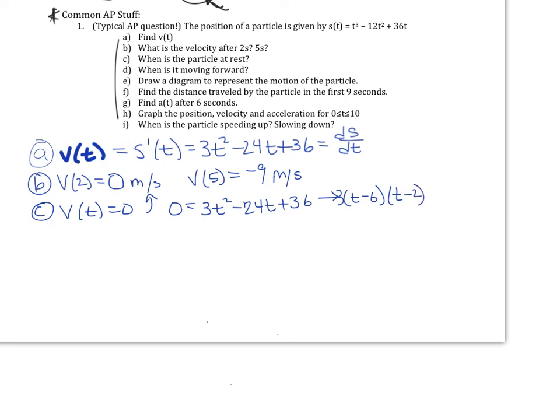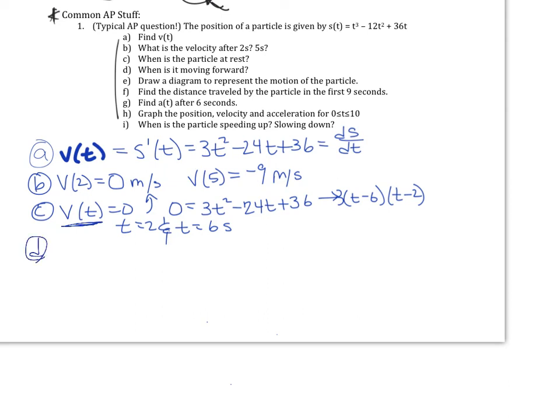So this occurs at t equals 2 and t equals 6, and those are both seconds. Okay, so this is when my velocity, when the particle will be at rest, when the velocity is equal to 0. Okay, so for part D over here.